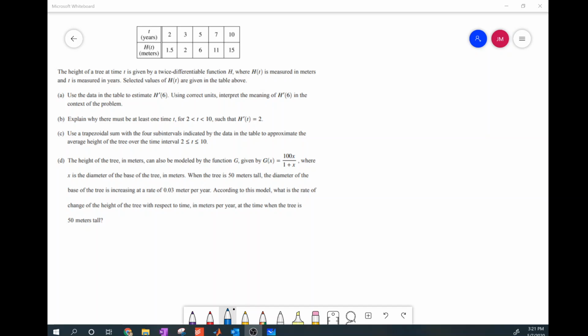Alright, we got a lot going on here. We're going to take it one question at a time. So question A, use the data in the table to estimate h prime of 6. Using correct units, interpret the meaning of h prime of 6 in the context of the problem.